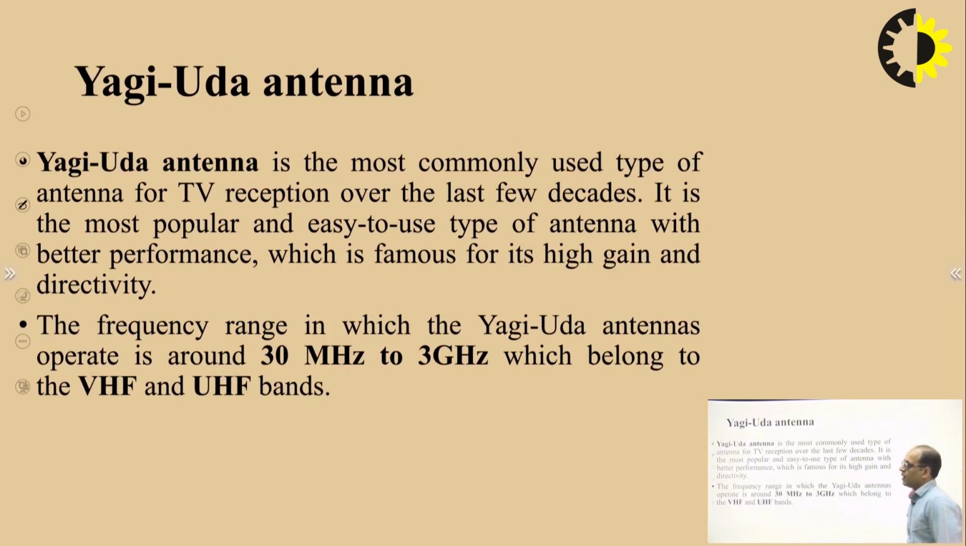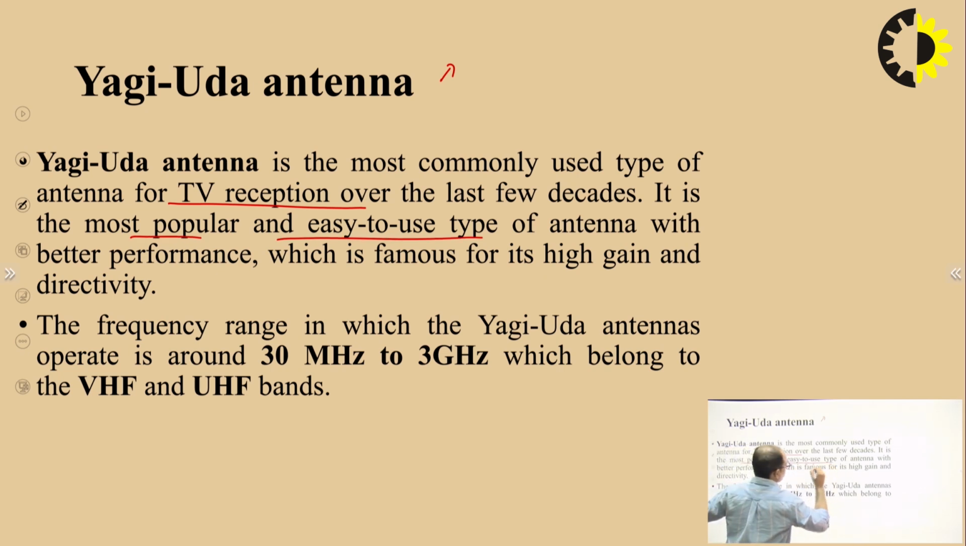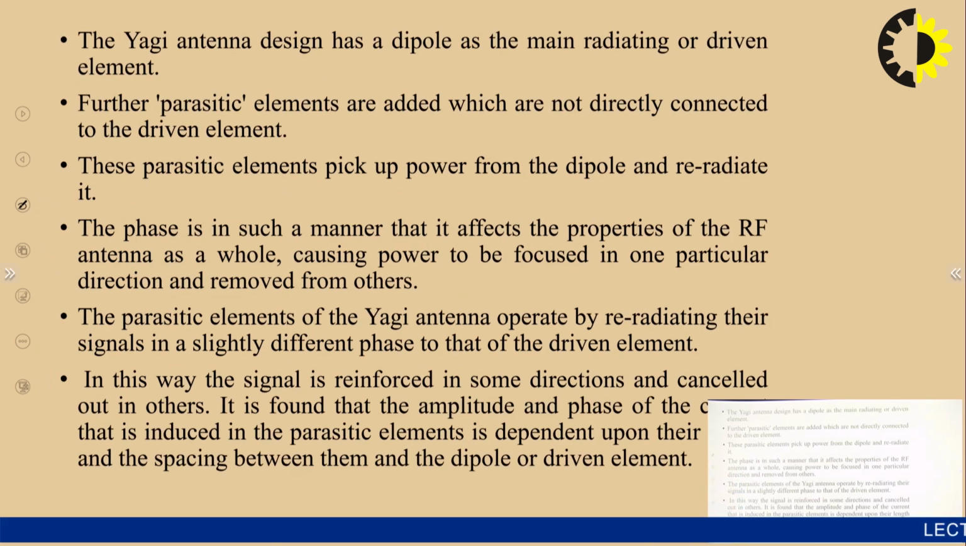Yagi Uda antenna is another type of antenna, which we will discuss in today's lecture. This Yagi Uda antenna was commonly used for TV reception many years ago, and is a popular and easy to use type of antenna. It is mainly famous for its high gain and directivity. The frequency range in which the Yagi Uda antenna works is 30 megahertz to 3 gigahertz, which belongs to the VHF and the UHF band.